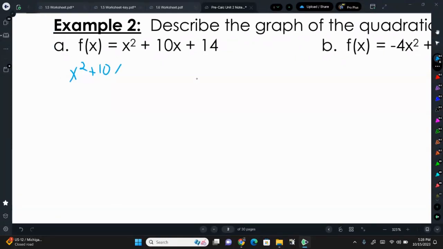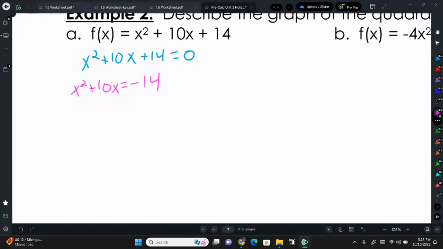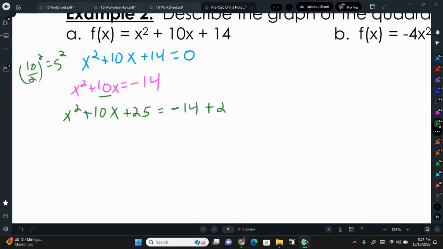So x squared plus 10x plus 14 equals 0. When we complete the square, we get the c value, or the number without x, by itself. And then this is when we take that 10, 10 divided by 2 squared, which is 5 squared. So we do x squared plus 10x plus 25 equals negative 14 plus 25. The left side now factors to x plus 5 squared, and the other side gives us negative 14 plus 25 is positive 11.